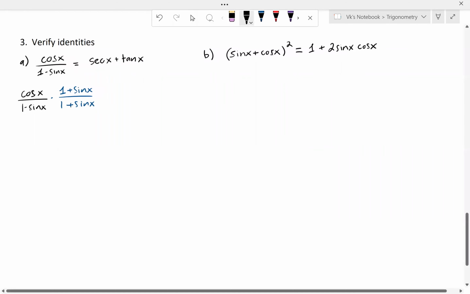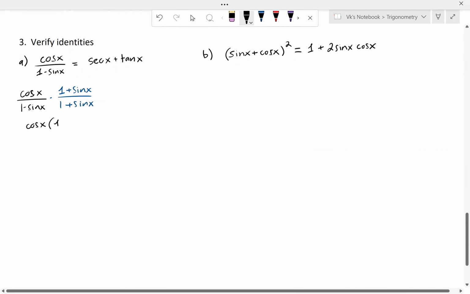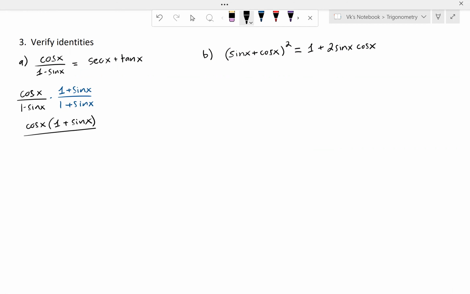So we have cosine x times 1 plus sine x over 1 squared minus sine squared. Oh, 1 minus sine squared is cosine squared. So we have cosine x times 1 plus sine x over cosine squared. And then the cosine squared cancels out, giving us one copy of the cosine x in the denominator.